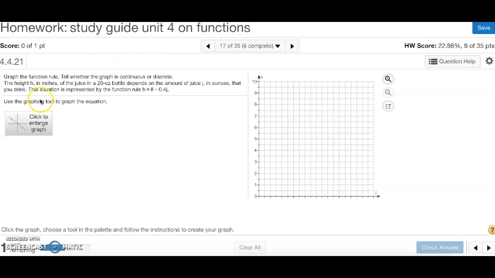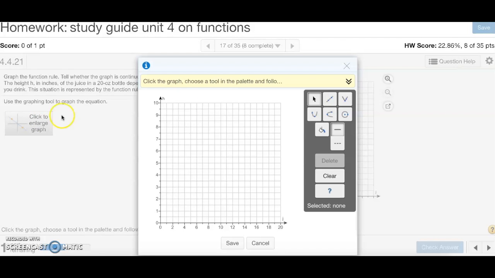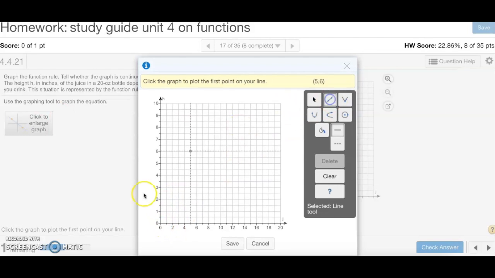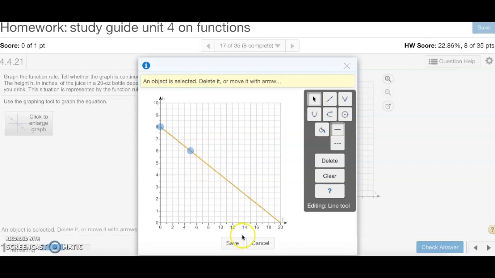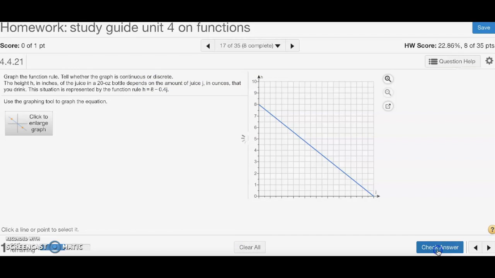So let's do that. Click to enlarge the graph. Click line. Go to (0, 8), and then (5, 6). Click save. Check answer.